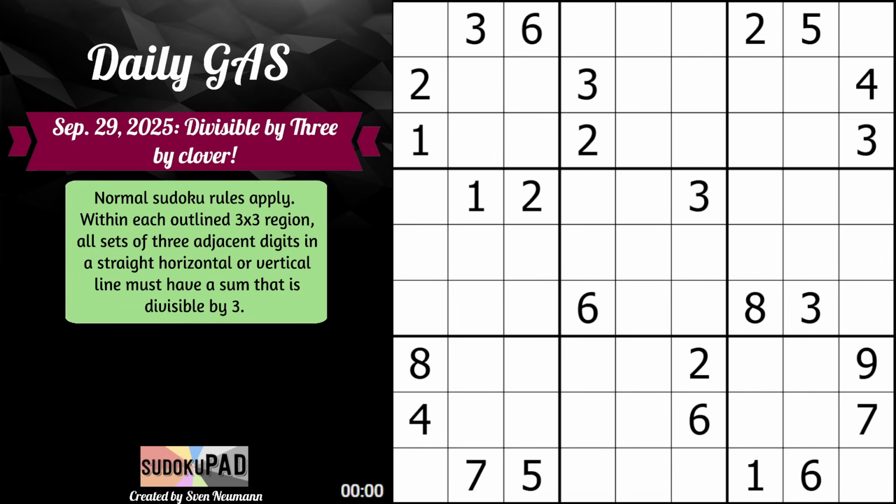Normal Sudoku rules apply. Within each outlined 3 by 3 region, all sets of 3 adjacent digits in a straight horizontal or vertical line must have a sum that is divisible by 3.